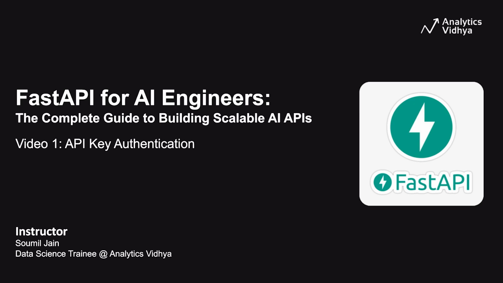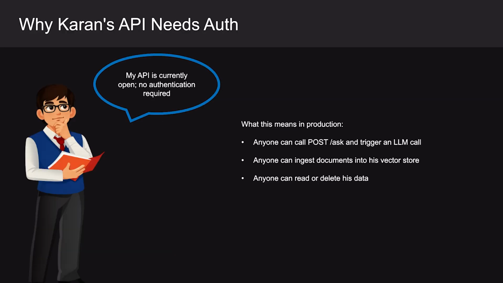We start with the simplest and most practical auth pattern for AI backends, API key authentication. Let's get into it. Think about what an OpenAI API call means in practice. Every call to POST /ask triggers an embedding call and an LLM call. Those aren't free. If Karan deploys this without auth and someone discovers the URL, they can run thousands of queries against his OpenAI account and he pays the bill.